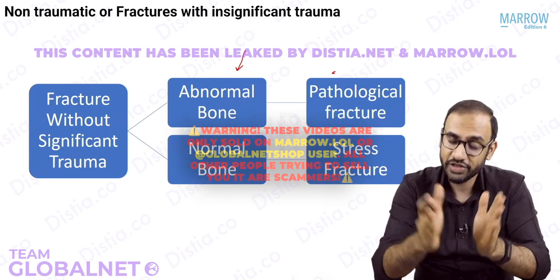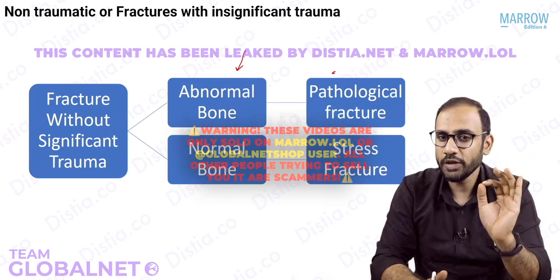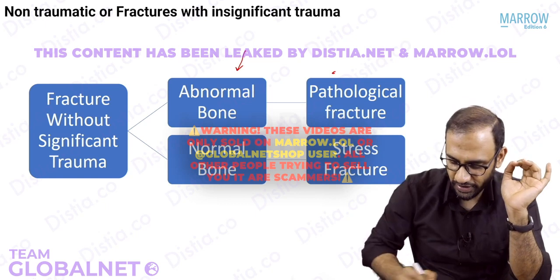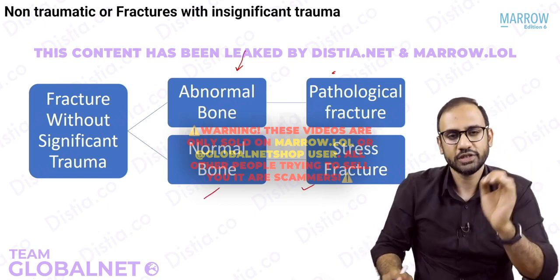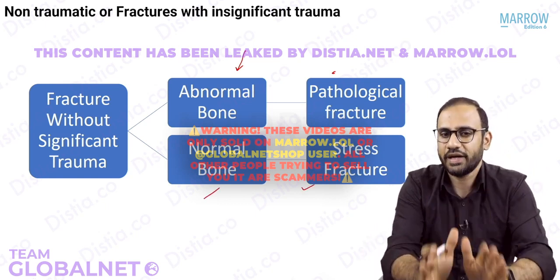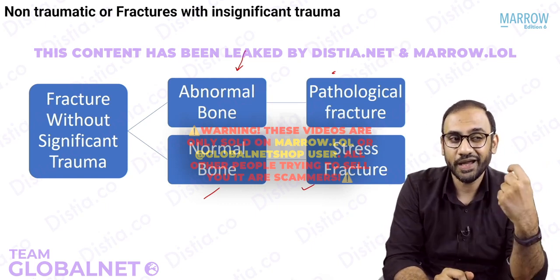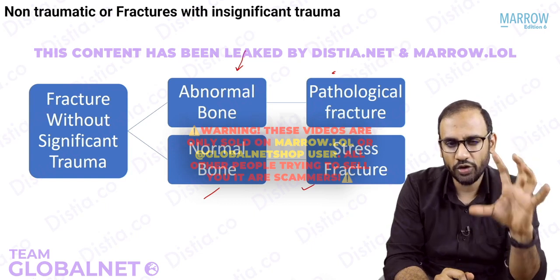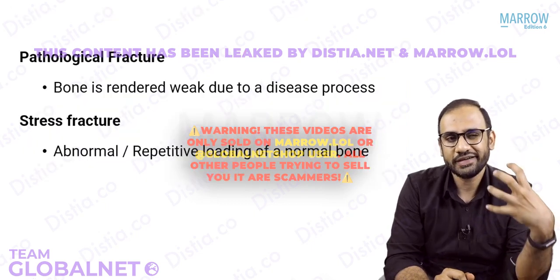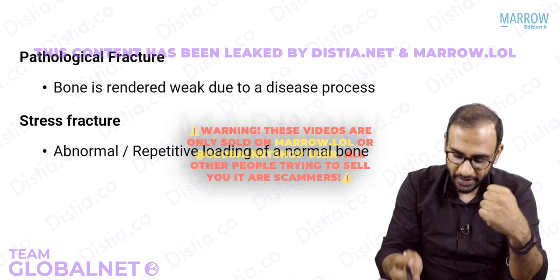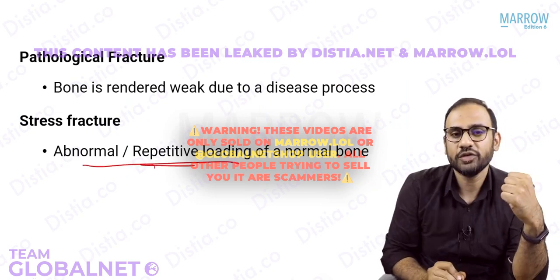On the other hand, what is stress fracture? It is a normal bone but abnormal force. Let me give you a clinical perspective here. Stress fracture is a fracture that occurs in a normal bone when you apply abnormal force to it. What do you mean abnormal force? Abnormal force means repetitive abnormal loading of the bone.